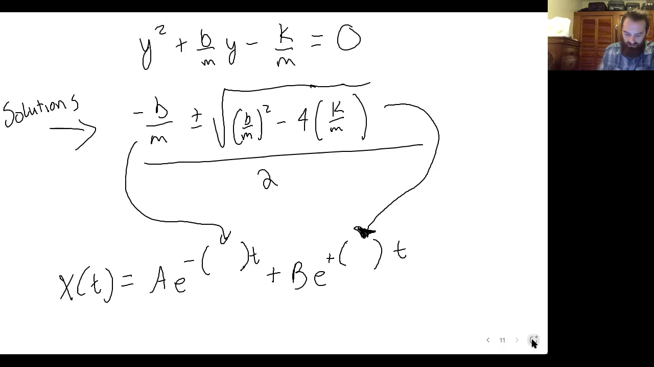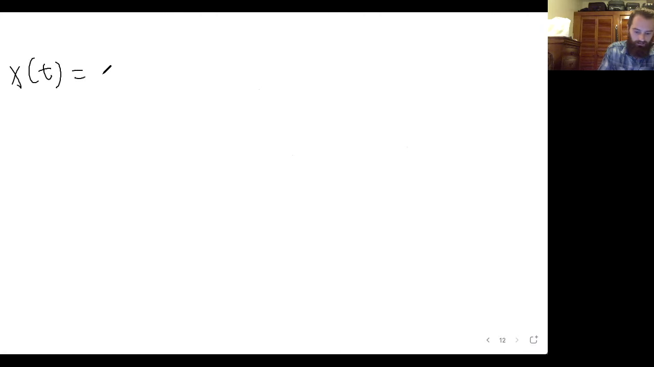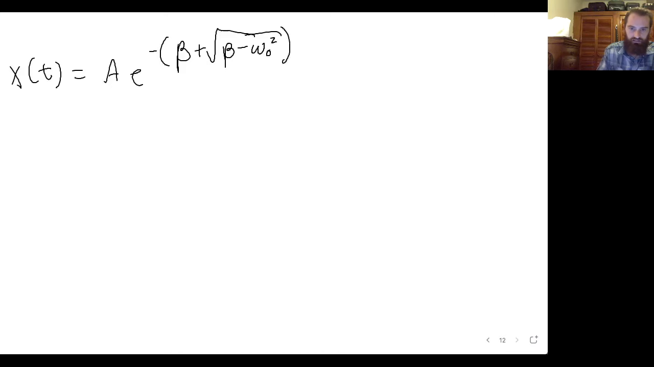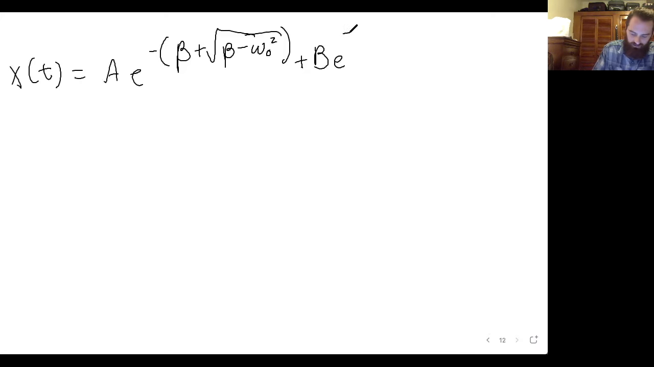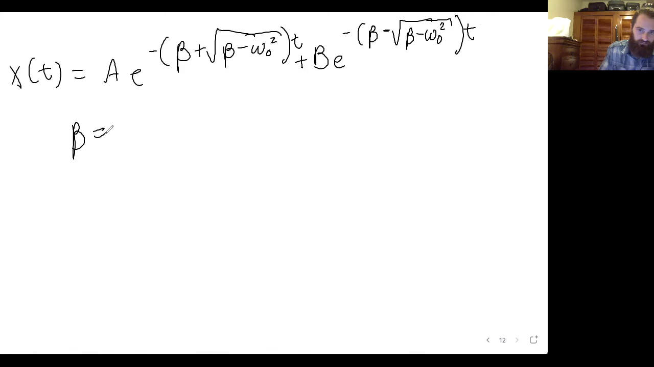And so on the next slide, I'll write a more general solution. And I'm gonna make writing this a little easier by using two new variables, beta and omega naught. I guess this should still be negative. And then the way that these two things are different is that there's a minus sign up here. And then there's a time in both of those exponents. Okay. And so if I rewrite things with these betas and omega naughts, it's just a little bit easier to write.